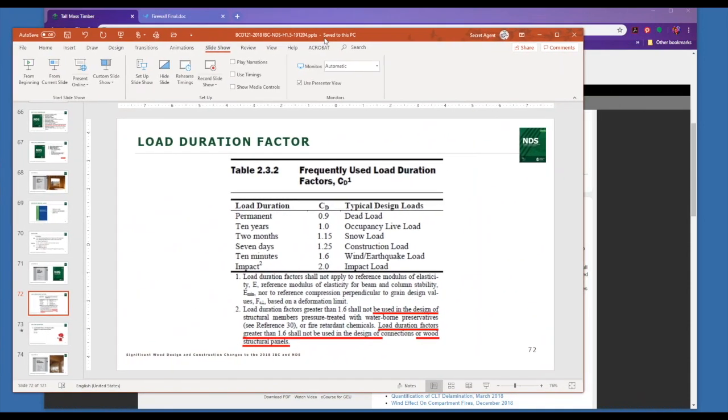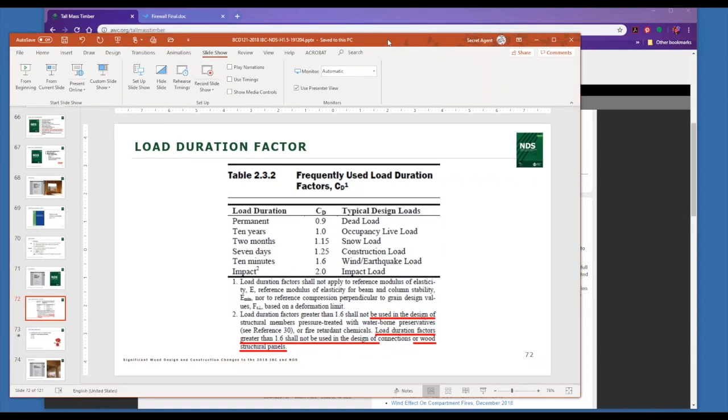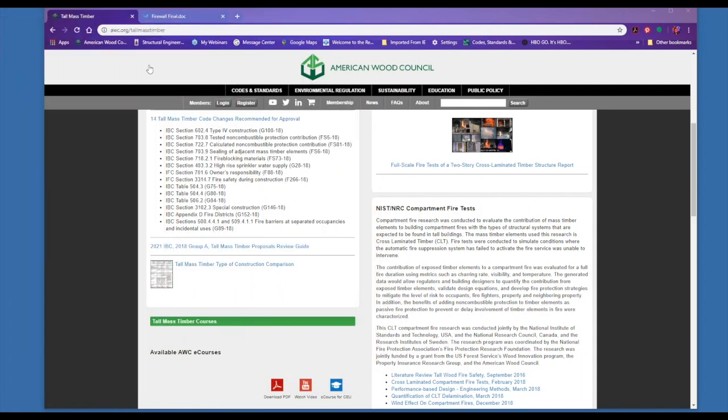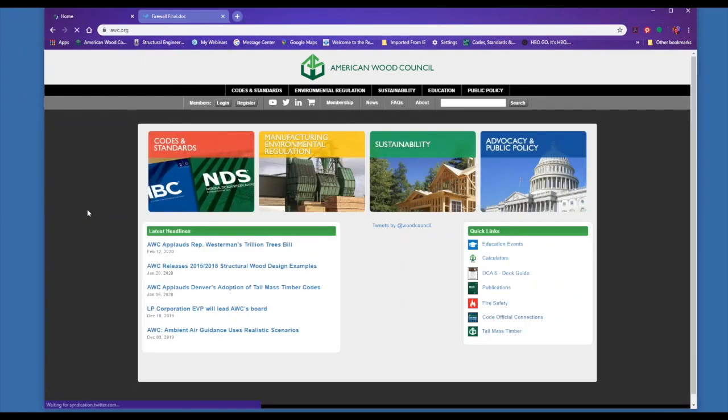I think you did touch on this, but what type of species, or differentiate with those species, that need incising? Yeah. So we refer to the types of species that need incising as refractory species. And that's your Douglas fir larch, your hem fir, and your spruce pine fir.